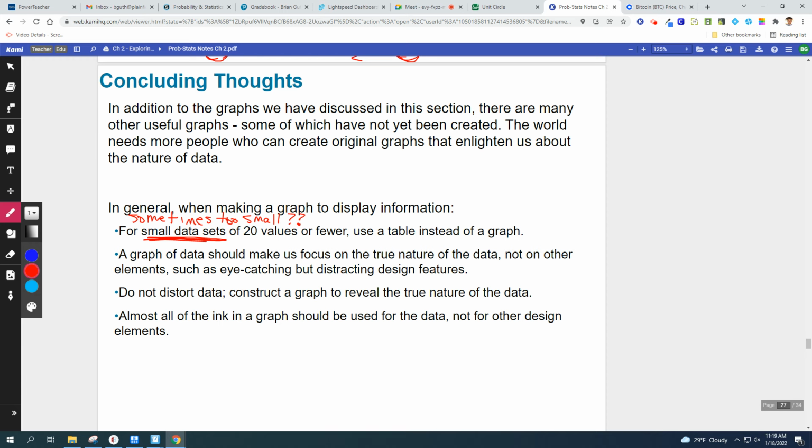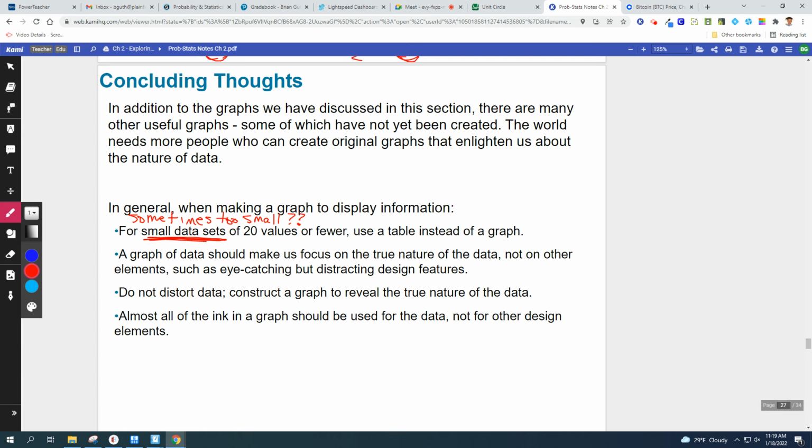If I picked 2 students and calculated their average on the last quiz, and that average was 99%, do you think it would be deceptive of me to say my class average on tests and quizzes is 99%? Probably, because that's not a big enough sample size. I need a much larger sample size to get a good feel for what the class is doing. So too small of a data set is going to be problematic, but it says for 20 or fewer, use a table instead of a graph.